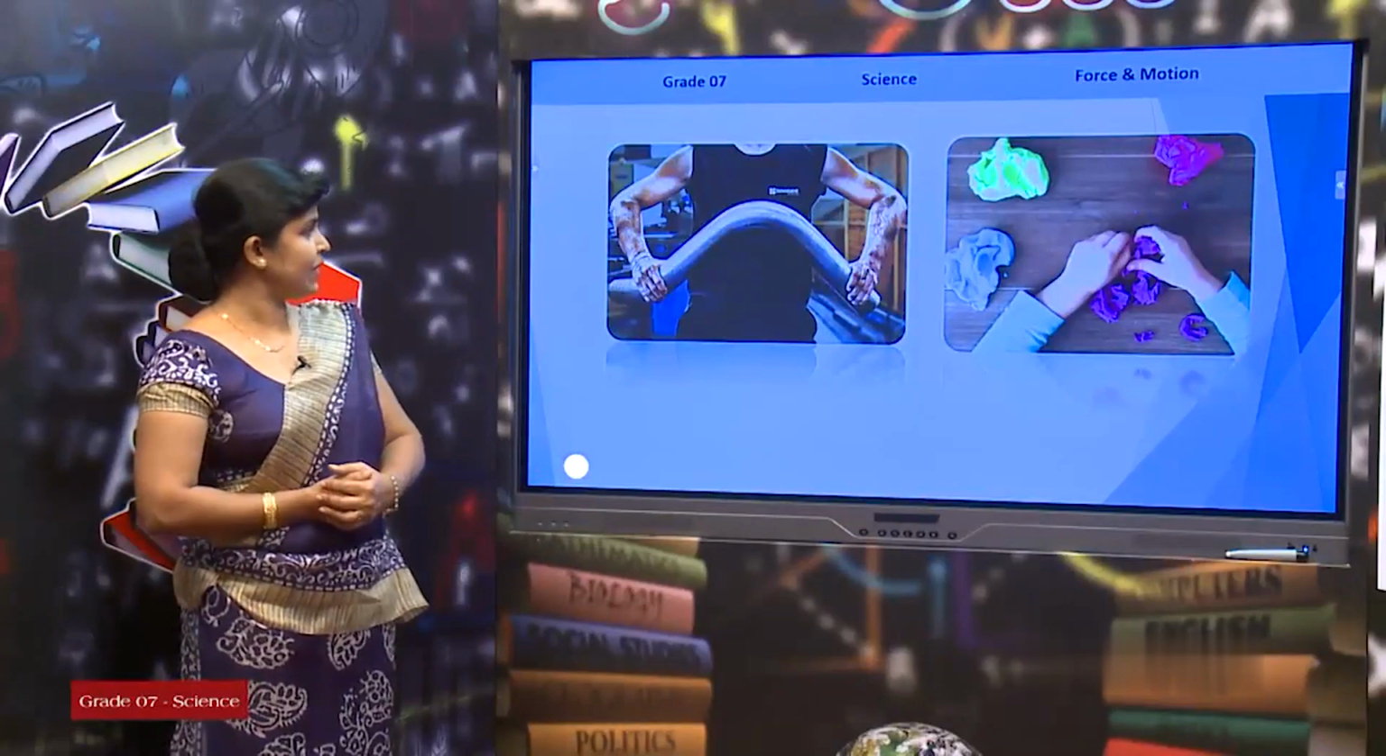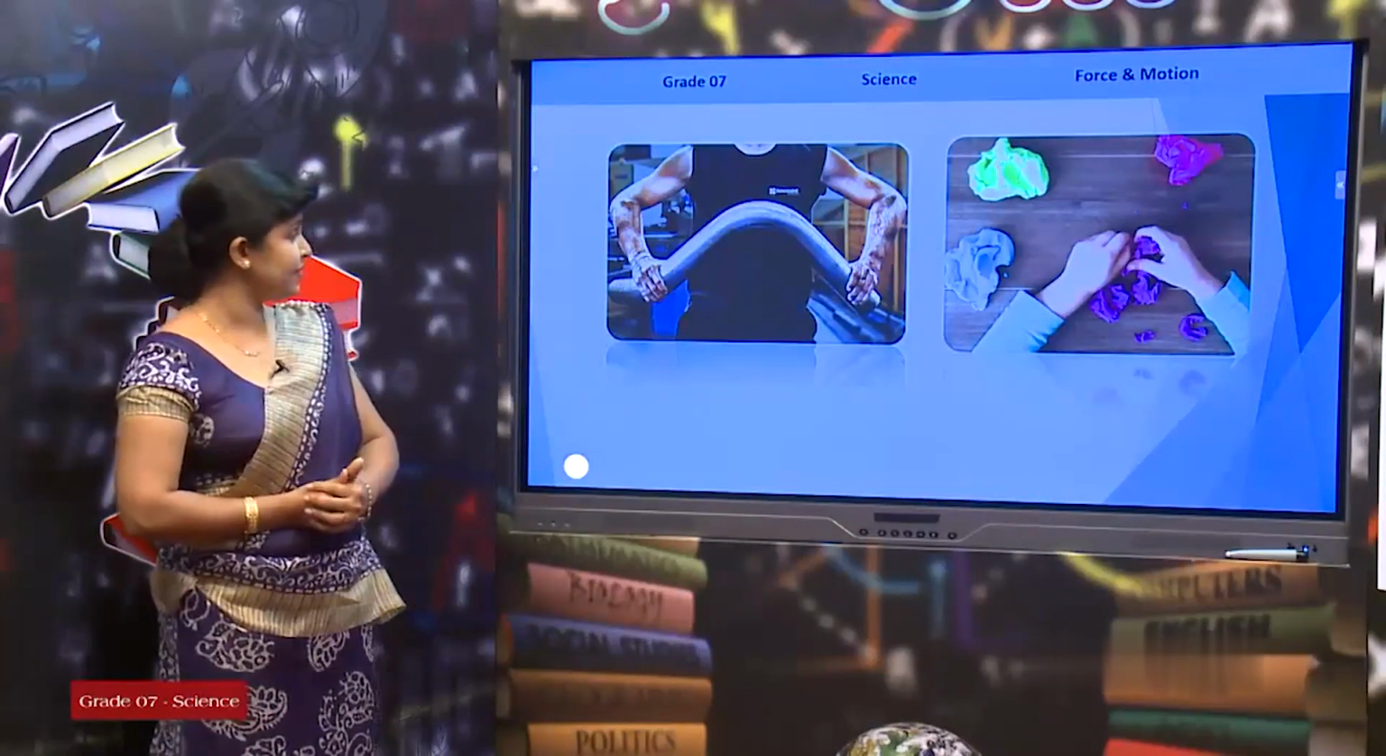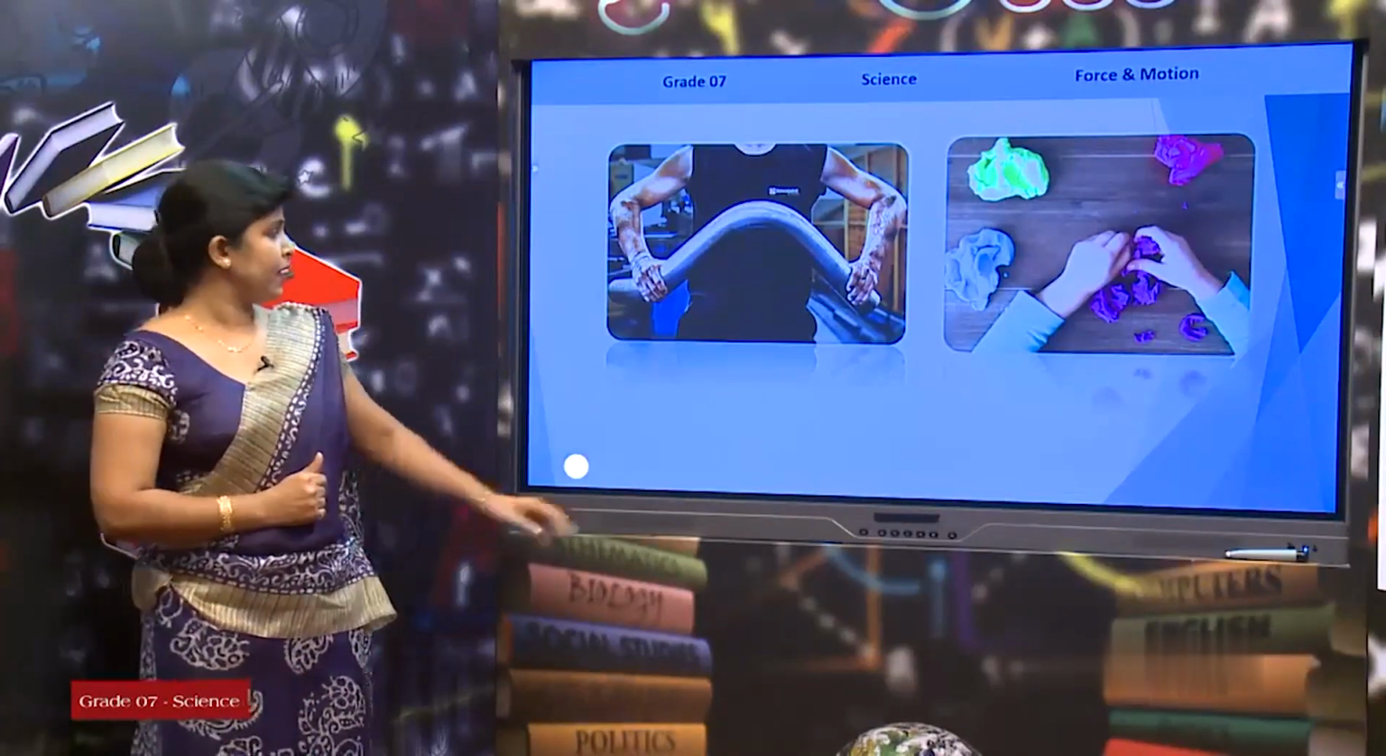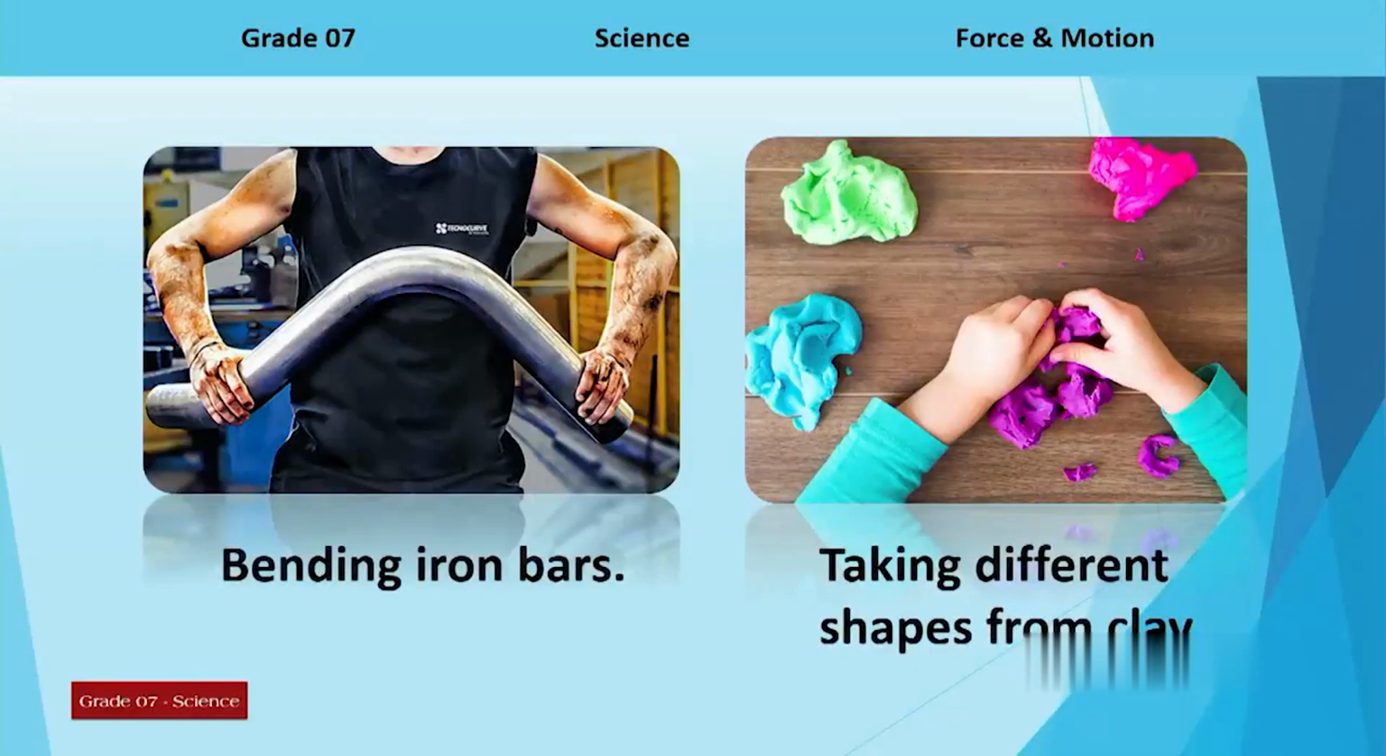Right. Look at the first picture. Can you do that? No, you can't do it, but you may have seen it in displays. Bending iron bars and taking different shapes using clay. Now you can see that by applying a force, the shape of the object has been changed. In the first picture, this person is applying a force, so he can bend the iron bar. He can change the shape of the iron bar. In the second picture, we can get different shapes from the clay by giving a force.